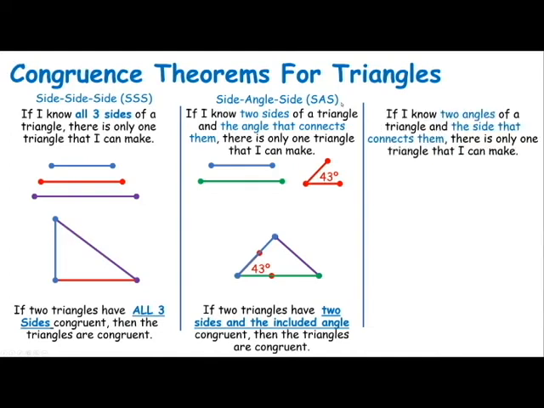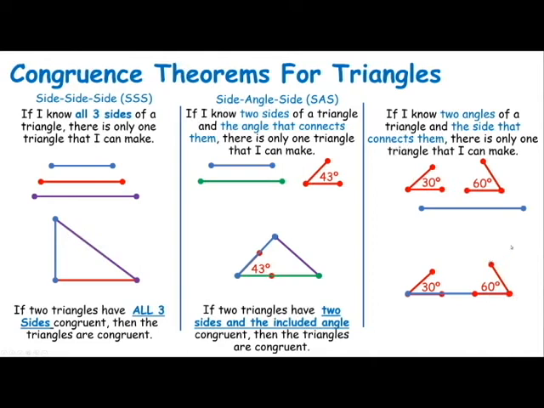I have one more for you. If I know two angles of a triangle and the side that connects them, then there is only one triangle that I can make. So I'm going to take maybe a 30-degree angle and a 60-degree angle, and let's put the blue side in here. Notice this blue side is different from the other blue sides. I've got two angles and a side. I take the first angle, I draw the line, and I have a second angle. Notice it's an angle, the side that connects the angles, and the second angle.